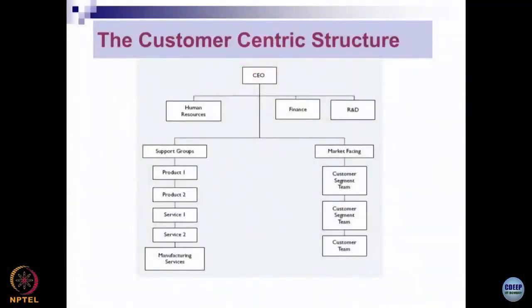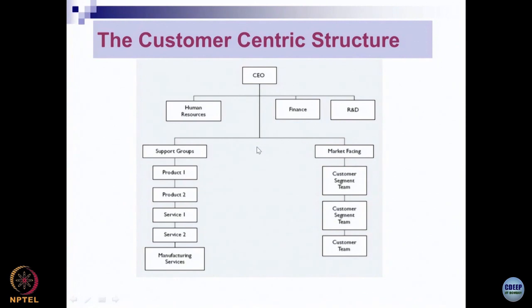Now we will look at the next structure, which we call customer centric structure. They may sound similar, but in a while you will understand how the process based structure is different from the customer centric structure. If you look at this diagram, you can see the head of the organization, the CEO, is reported to by one market facing group and another support group, along with finance, R&D and human resources.